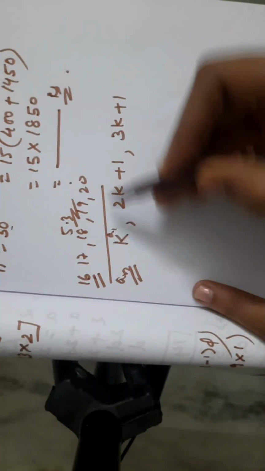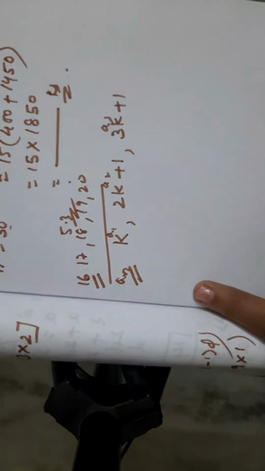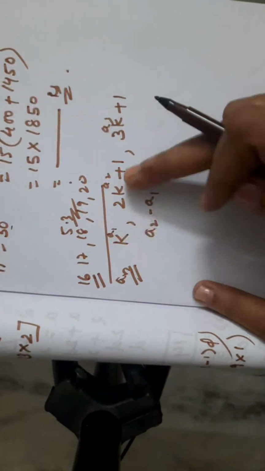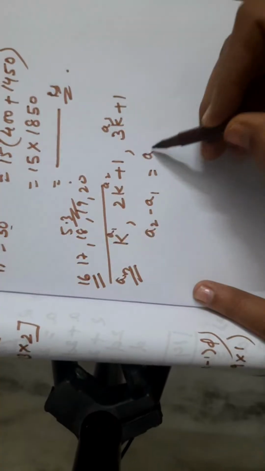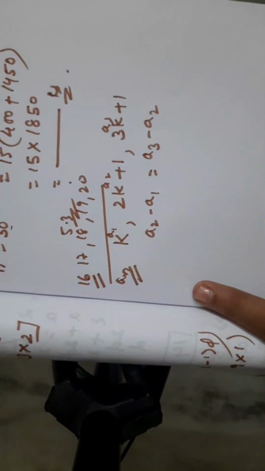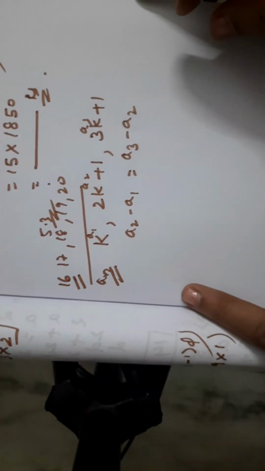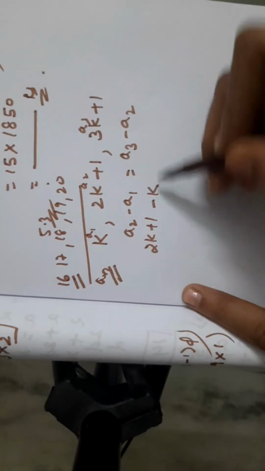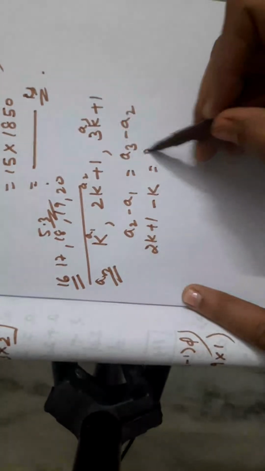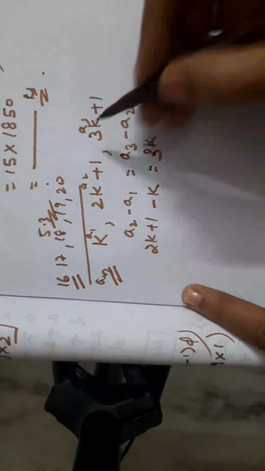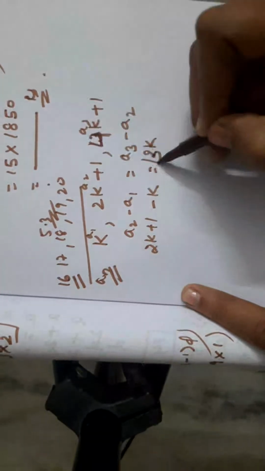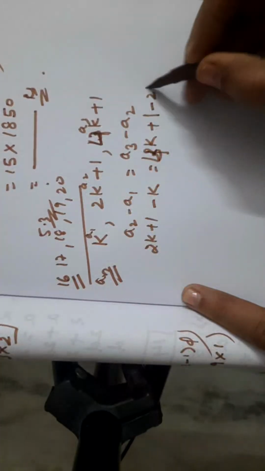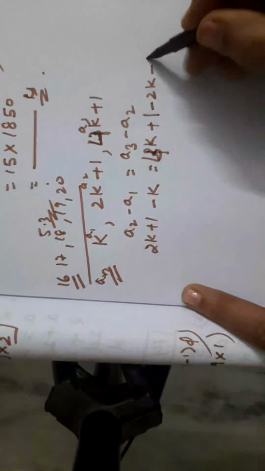So this is first term, this is second term, this is third term. So A2 minus A1 is common difference. So A3 minus A2 both will be equal as we get always same common difference. Now A2 is 2K plus 1, A1 is K, whereas A3 is 3K. So instead of 3K, let it be 4K plus 1, then we'll be subtracting this. So change the sign of both the terms, 2K minus 1.